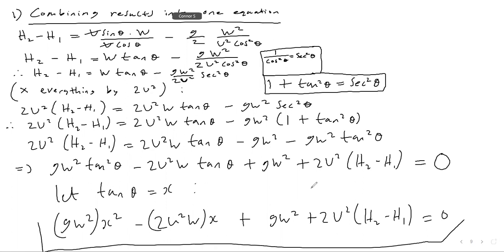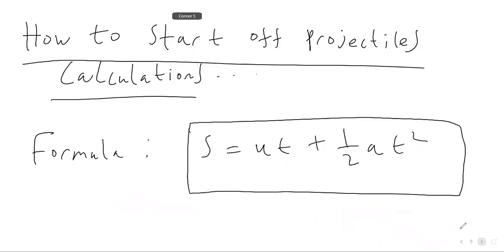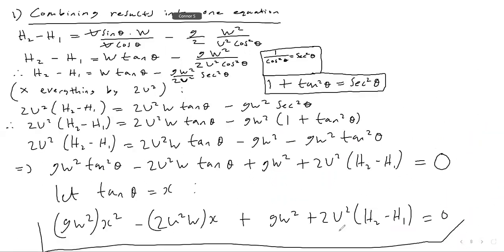So let's say that you had a normal flat projectile where your h1 is 0. So you're on the ground, and let's pretend that your target is also on the ground too. Then if your h1 and your h2 are both 0, this term would disappear, so you don't have to worry about that term. And then you get a nicer looking quadratic without that term at the end. So you just get gw squared times tan squared, take away 2u squared w times tan theta, and then plus this gw squared equals 0. So you can use that as well.